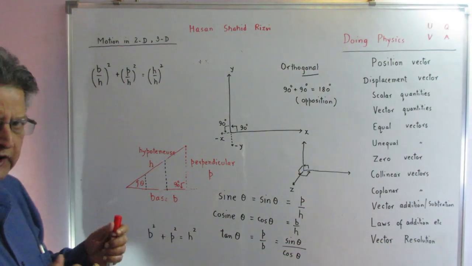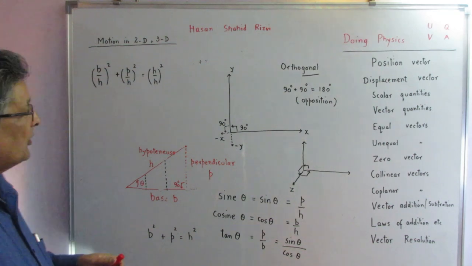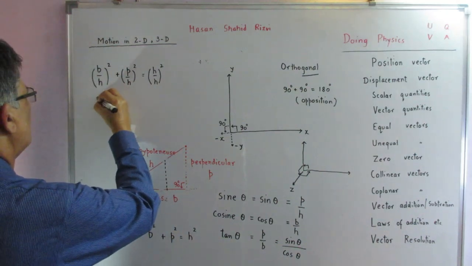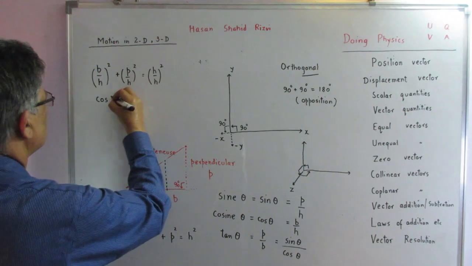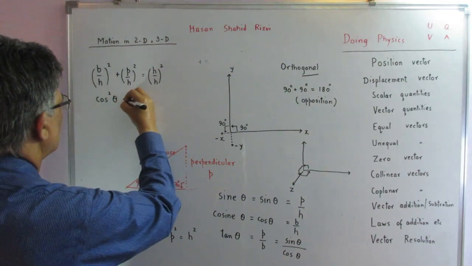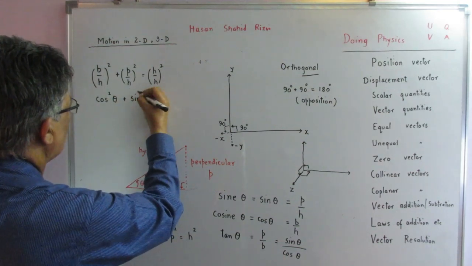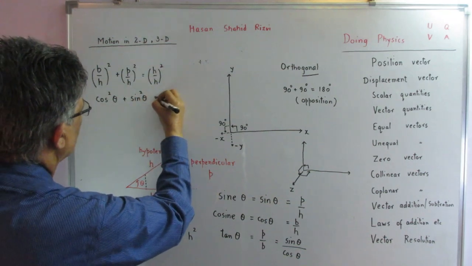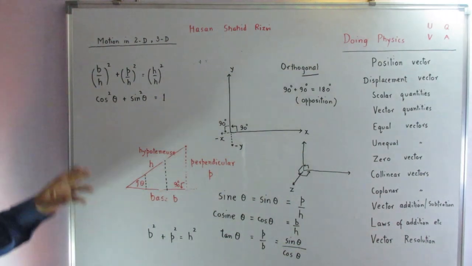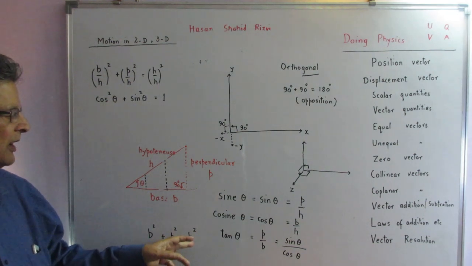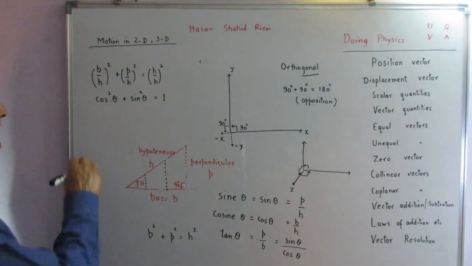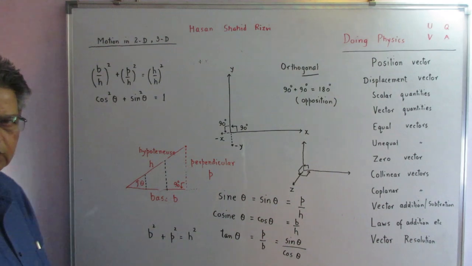So in doing physics also we need steps, but not right now. You can see from these equations that cos square theta plus sine square theta is equal to 1. It is a manifestation of the Pythagoras theorem that base square plus perpendicular square is equal to h square. Now, what does it mean? I should rather help the student understand.